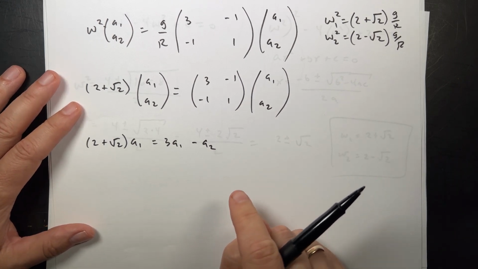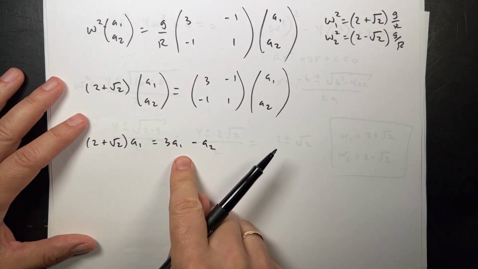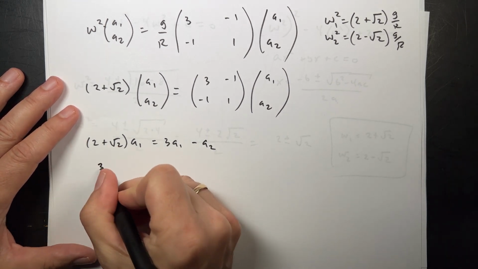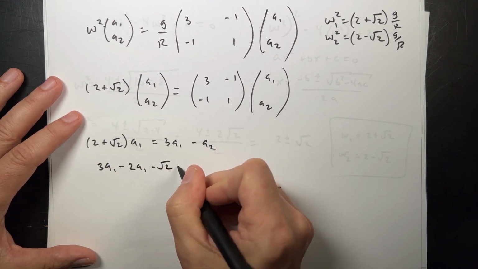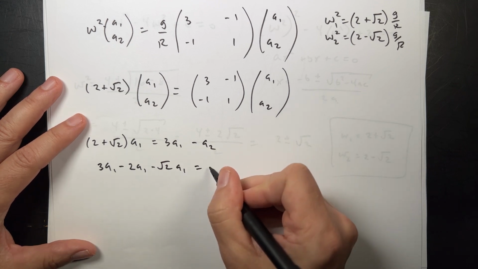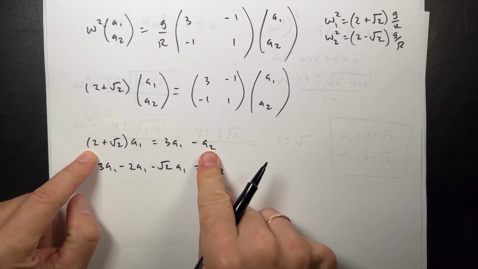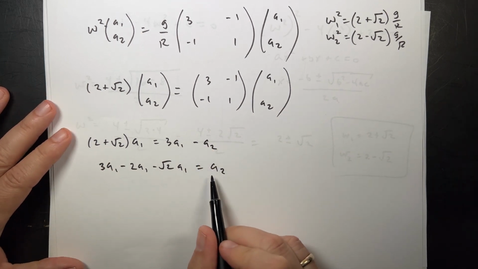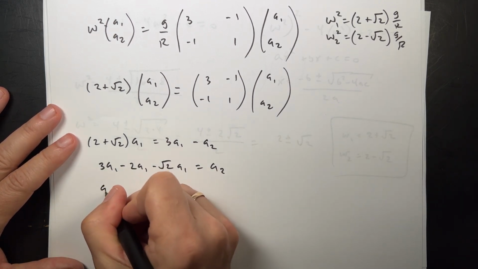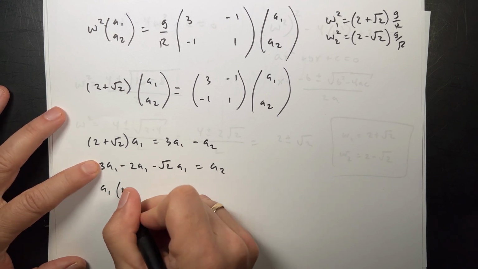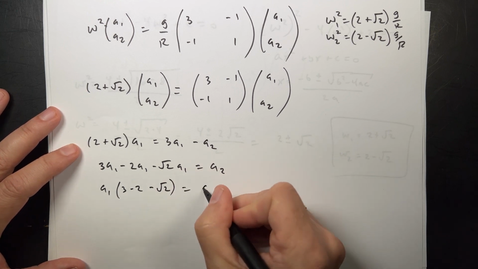Now let's move this to the other side. Let's get the A1s on one side and the A2s on the other side. So I get 3A1 minus 2A1 minus the square root of 2A1 equals A2, because I moved this over there. I added A2 to both sides and subtracted that, just so it looks nice. And then I can factor out the A1. So I get A1 times (3 minus 2 minus the square root of 2) equals A2.